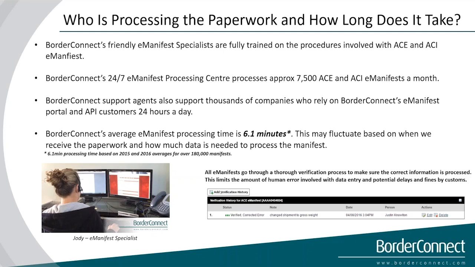And below there is an example of what our verification looks like. So Justin went in there and he changed the shipment to the gross weight because it looks like it was an ACE e-manifest and you want to use the gross weight as much as possible. And then we marked it as that we corrected the error because the gross weight was listed, but it looks like the original employee that entered it did not use the gross weight. So that's an example of how the verification process works. One employee does it, the other employee double checks to make sure that all the information was entered correctly.